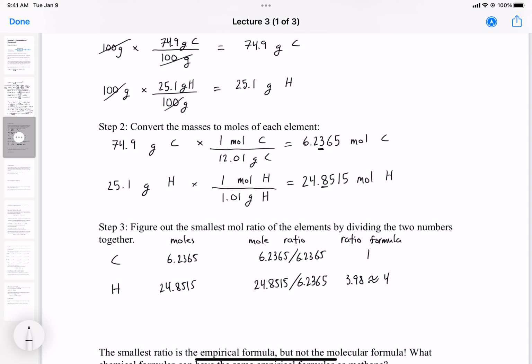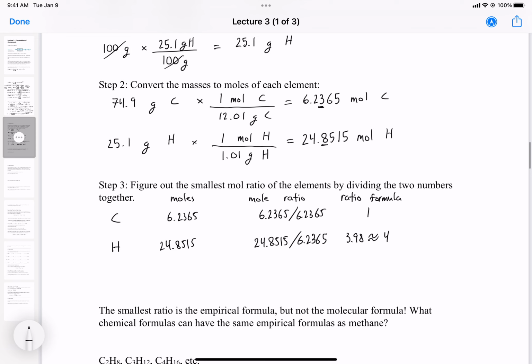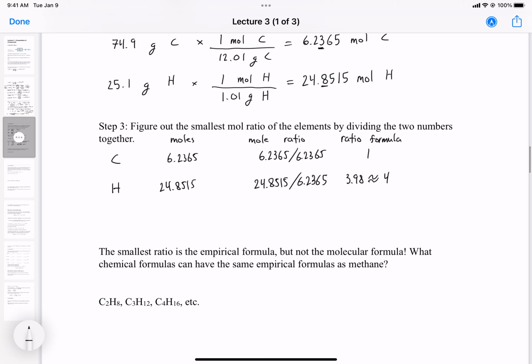Okay, so that's the whole number ratio. So in our formula, it's 1 to 4. So our ratio would be, we have 1 carbon and 4 hydrogens. So if we use this ratio, our formula should be CH4, because we have 1 carbon atom in the formula and 4 hydrogen atoms in the formula. So that's what will be our empirical formula.